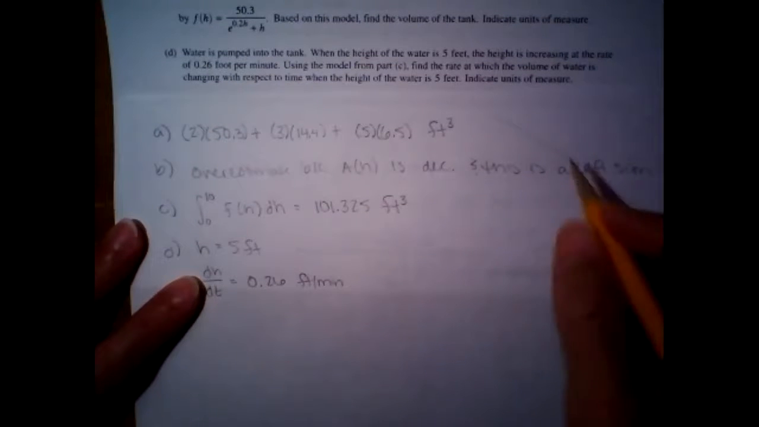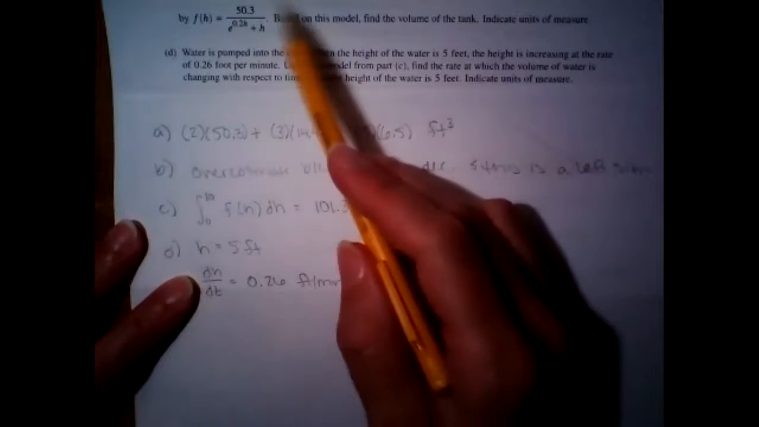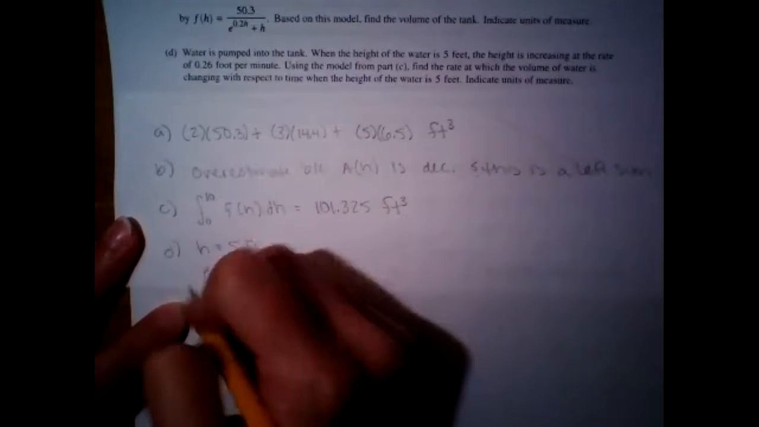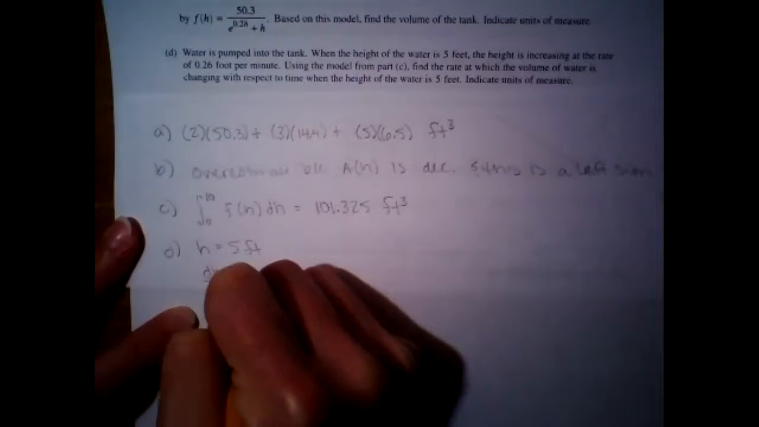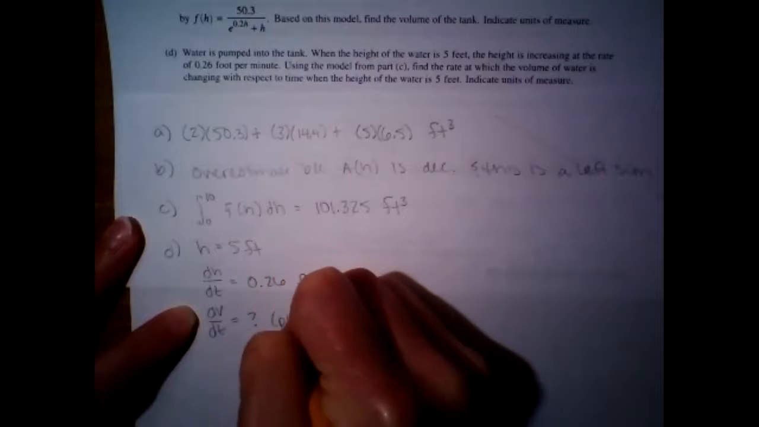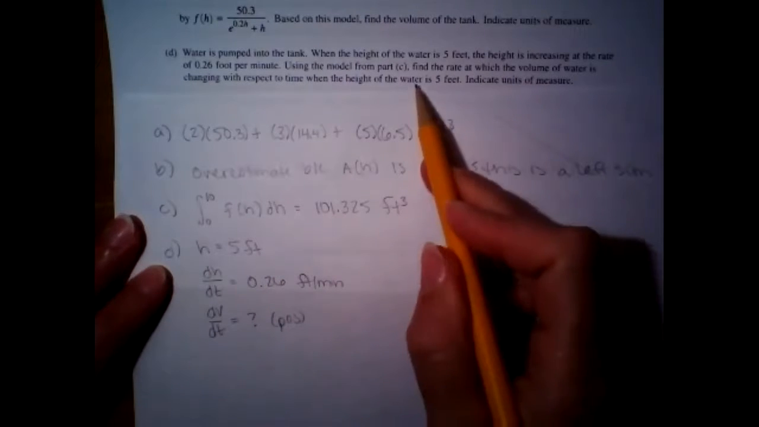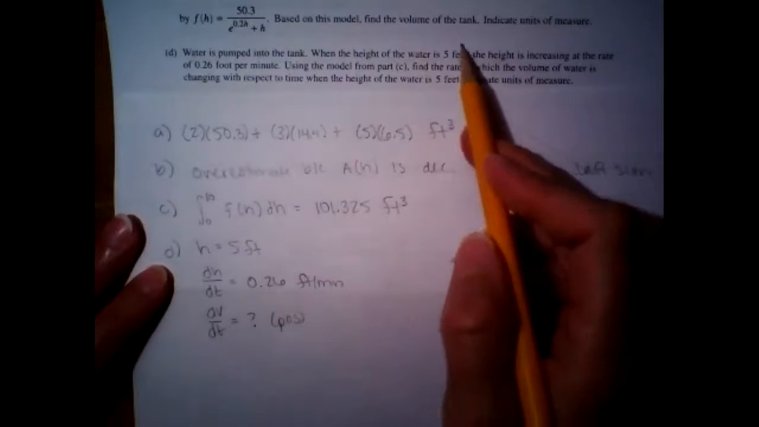We're filling it up. Using this function here from part C, find the rate at which the volume of the water is changing with respect to time. So dv dt is our question mark. It should be positive because the tank is filling up with water. And then again, they say when the height is 5 feet. They said that twice. Indicate units of measure.